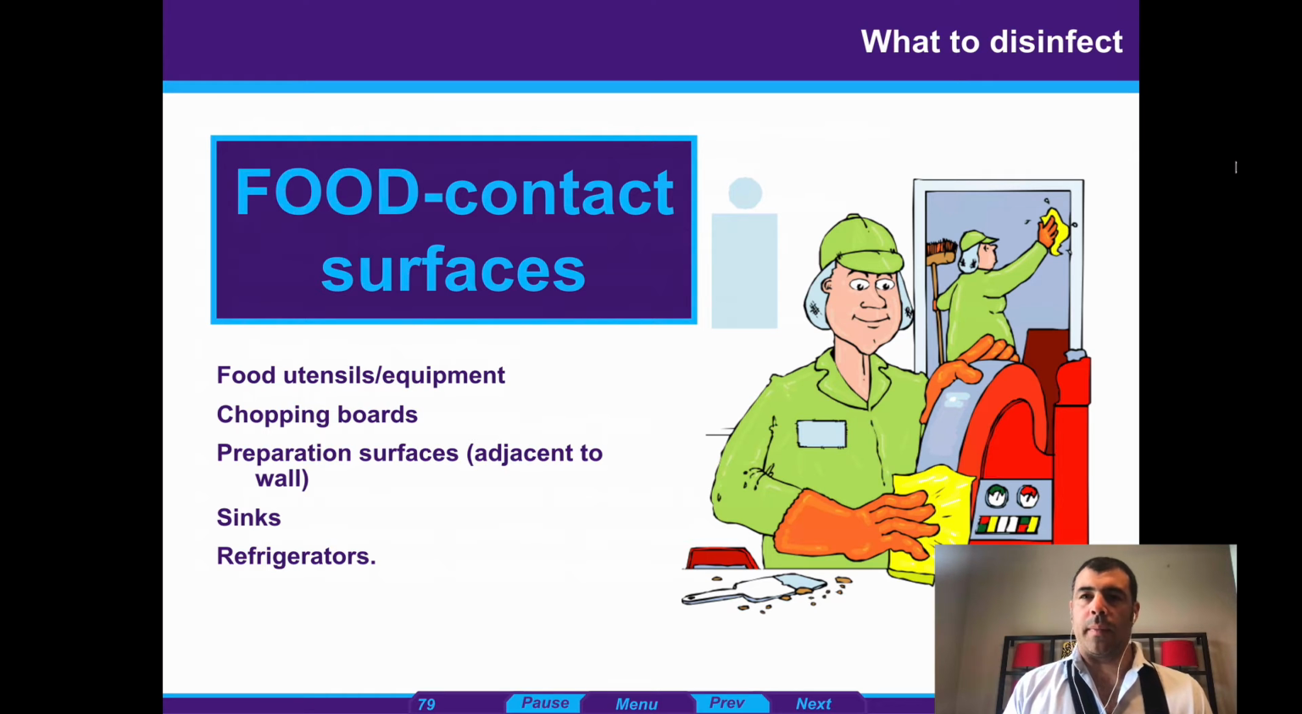So what do we need to clean and disinfect? We need to clean and disinfect anything that touches the food. So think food utensils and equipment, chopping boards, preparation surfaces, sinks, refrigerators, containers, etc. Anything that touches the food needs to be cleaned and disinfected, using the right chemical or using heat.